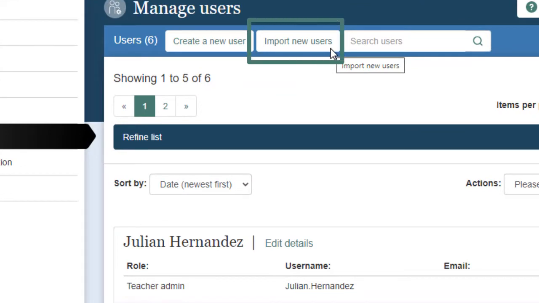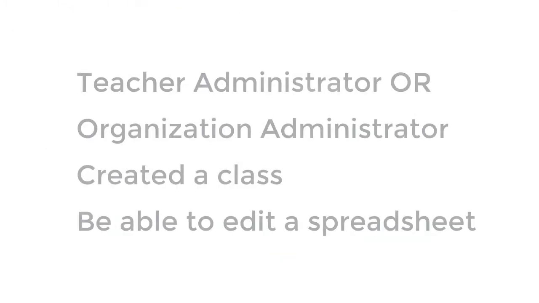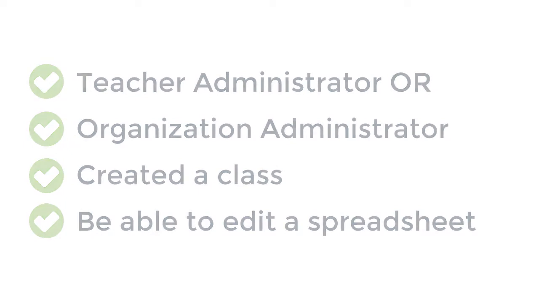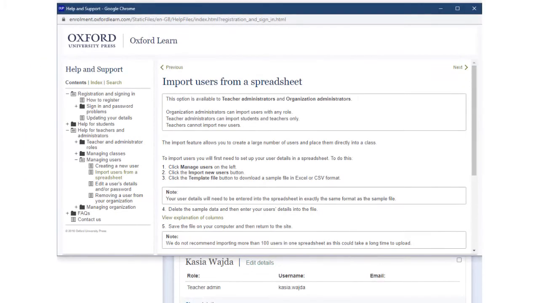Before you can add a group, you must have joined Oxford Learn as a teacher administrator or organisation administrator, have created a class on Oxford Learn, and be able to open and edit a simple spreadsheet on your computer or device. Go to the Oxford Learn Help and Support area if you'd like to learn more about any of these.